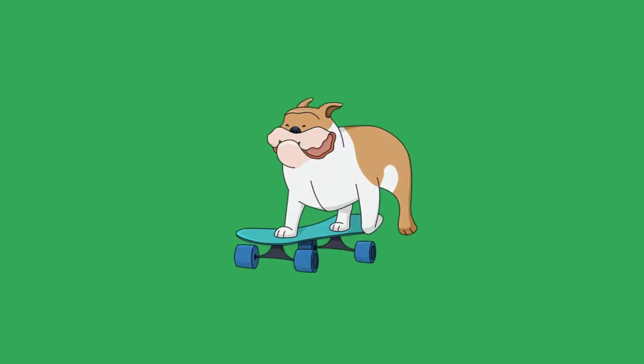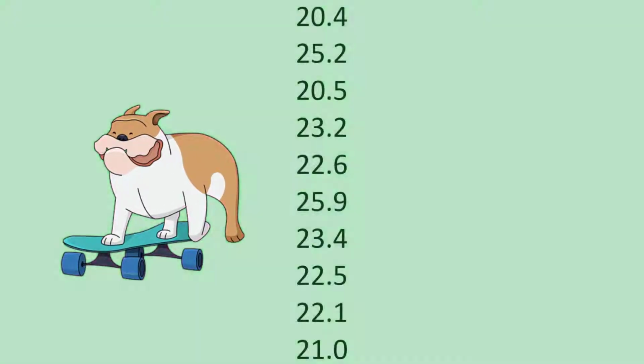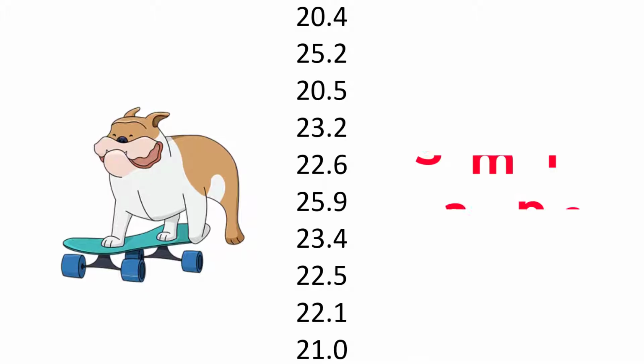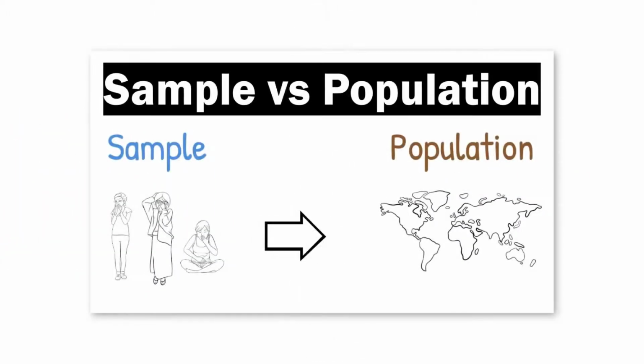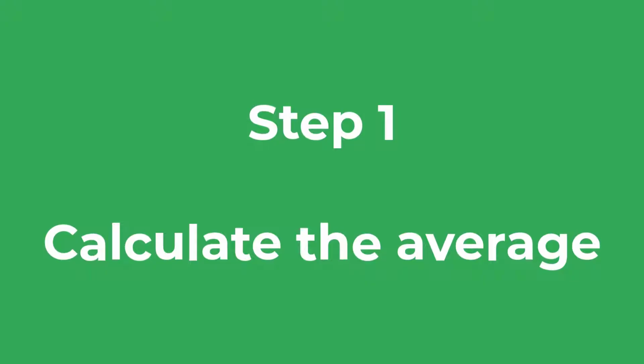So let's get started. To calculate the standard deviation, or SD, we first need a group of data. For this example, let's say I've measured the weight of 10 female bulldogs of a similar age. Here are their weights in kilograms. This group is known as a sample. And by the way, if you're not sure on the difference between a sample and a population, then check out this video.